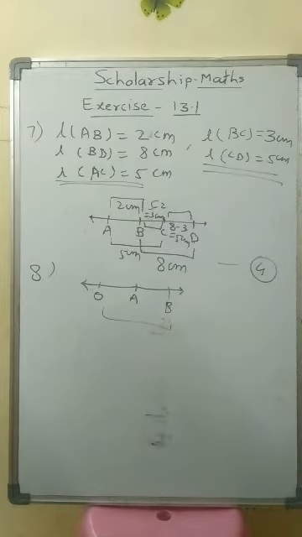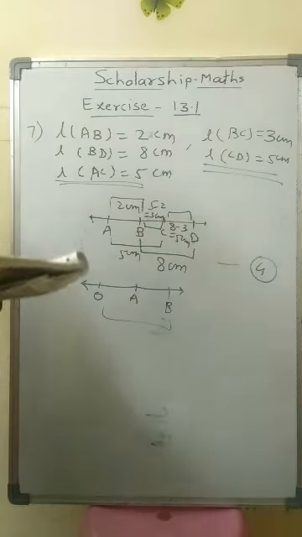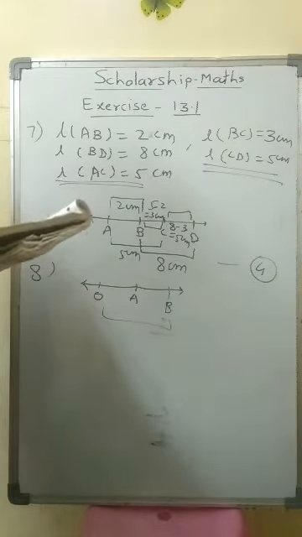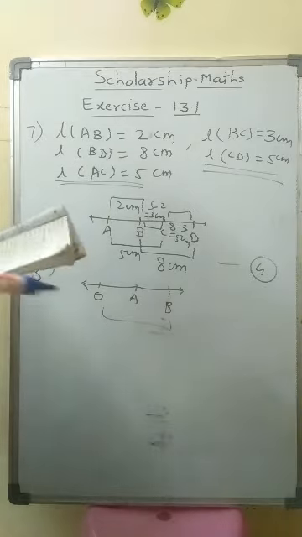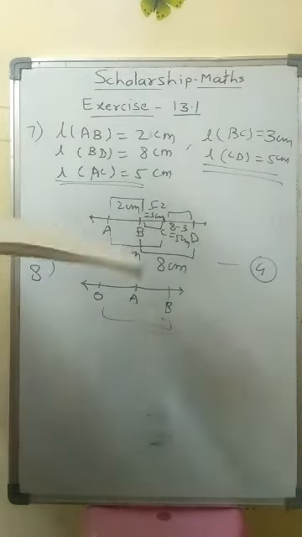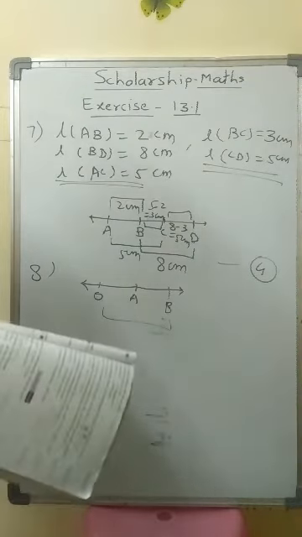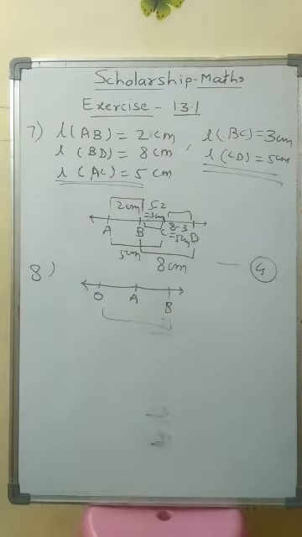And now next exercise, that is 13.2. First question, how many lines can be drawn passing through a point? The answer is infinite. It means that you can take a point here. Okay, first of all, we remove what I am writing here from this board.